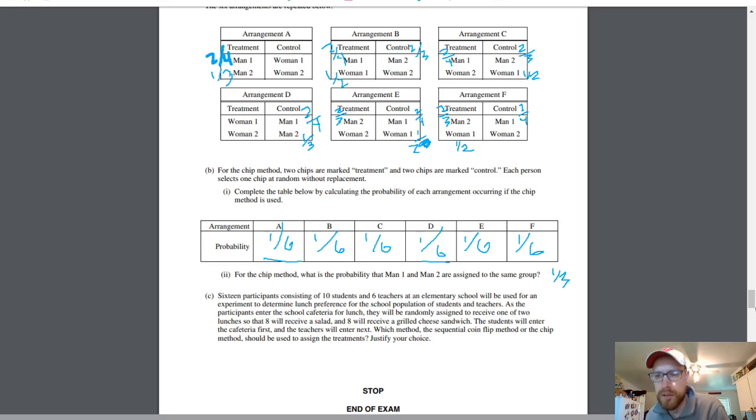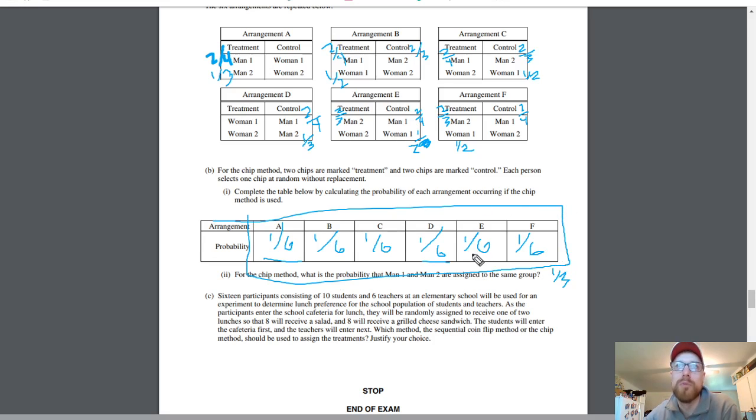All right, so it's going to be the chip method. That's because all of these are equally likely, whereas with the coin flip method, they were not equally likely. The problem here occurs because the students are entering first and the teachers are entering next, so the coin flip method makes it more likely that all the teachers get the same lunch. Which is a problem if teachers and students have different tastes.